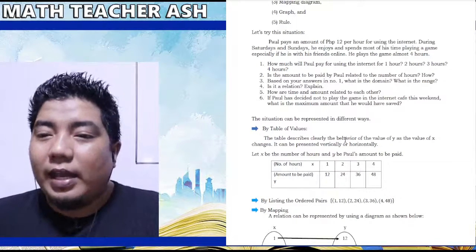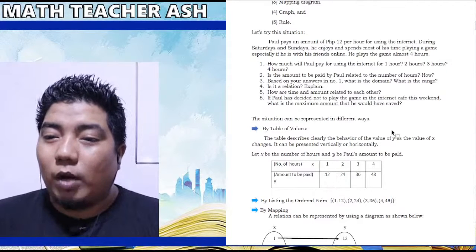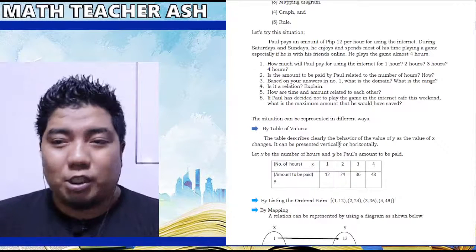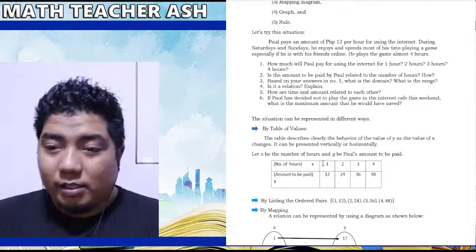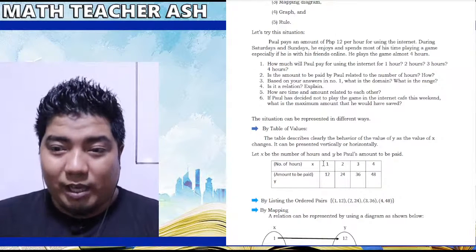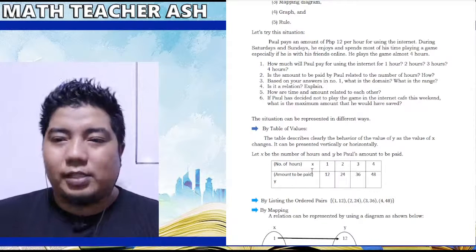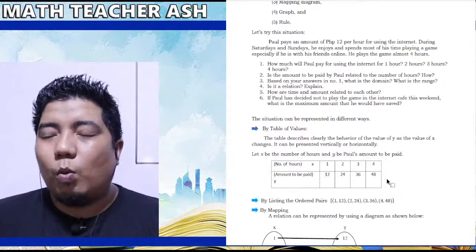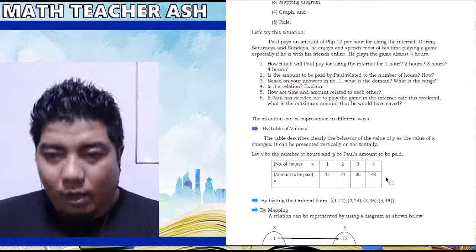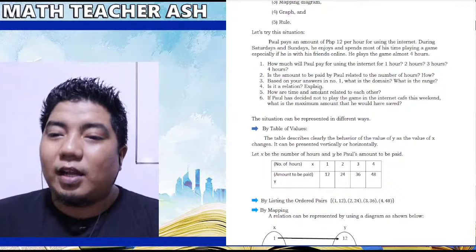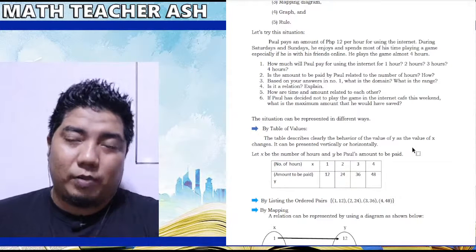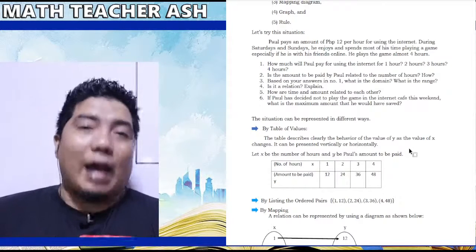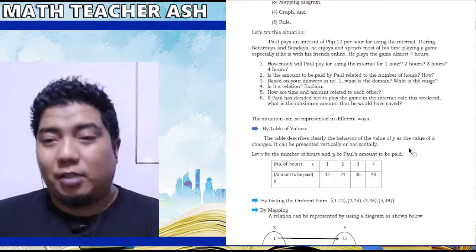Ganun lang. Next, based on the answer in number 1, what is the domain and what is the range? So, since we have this table, the domain here is itong nasa taas, itong first. Okay? This is the X coordinates. And the range is the Y coordinates. Okay. Is it a relation? Explain. Okay. Of course, this is a relation because there is a relationship between the number of hours and the amount to be paid. Tama?